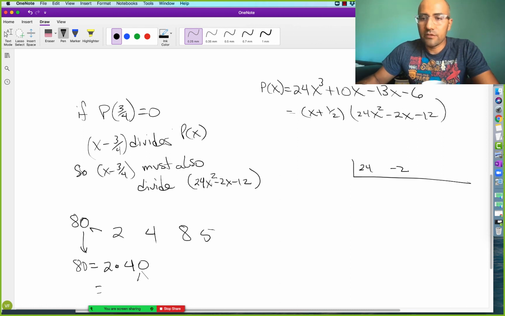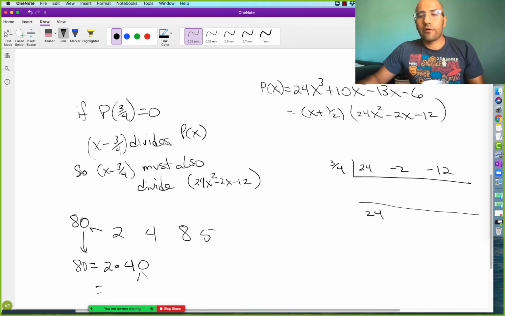24, negative 2, negative 12. And then I have this 3/4. So 24 times 3/4. So 24 divided by 4 is equal to 6 times 3 is going to be 18. Add them down, we get to 16. 16 divided by 4 is 4 times 3 is 12. So we get the 12, and then that gets us to our remainder of 0.